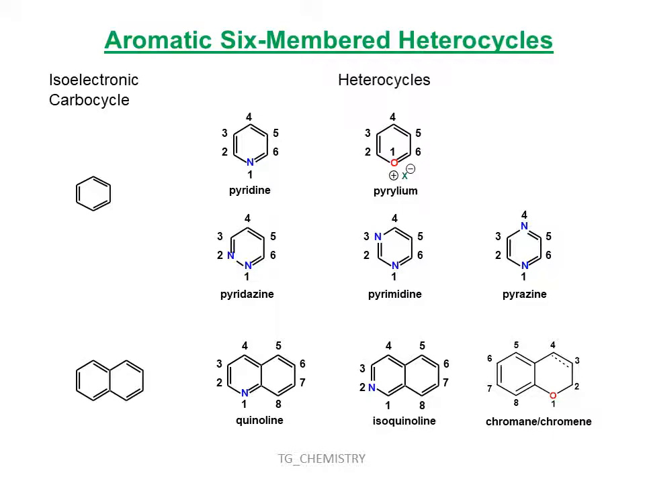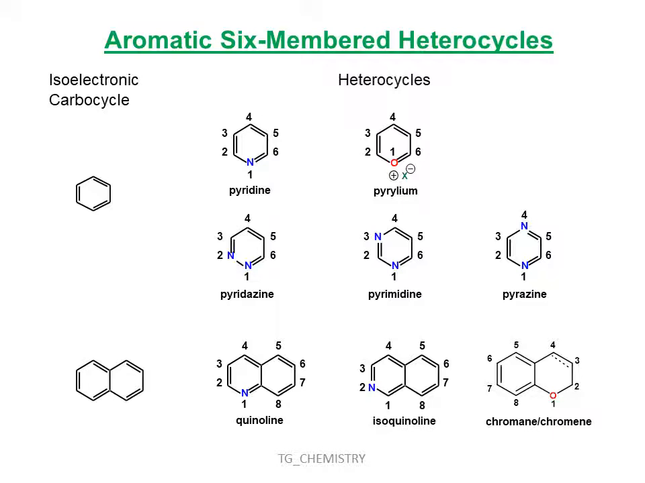If there is only one nitrogen atom in the six-membered aromatic carbocycle, this is known as pyridine. If this is oxygen, it is known as pyrylium salt. If there are two heteroatoms and they are nitrogen atoms at 1 and 2 positions, this is known as pyridazine. If the two nitrogen atoms are at the 1,3 position, it is known as pyrimidine, and if they are at the 1,4 position, it will be known as pyrazine.